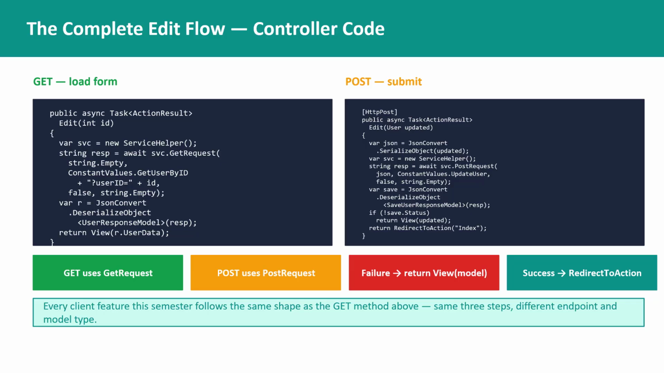The 4 little boxes at the bottom walk us through our mental model. GET uses GET request. Post uses post request. If the operation fails, return the view with the model. If it succeeds, redirect. So for every feature you build this semester, the structure of the GET method never changes. Only the endpoint name and the response model type changes.